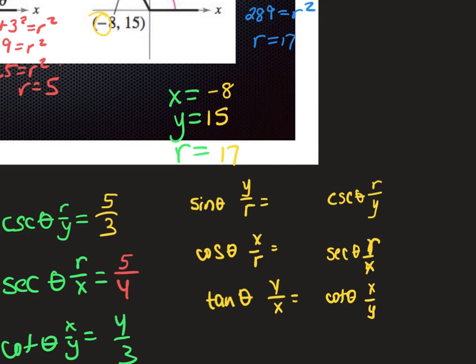15 over 17. Perfect. So that means my cosecant is? 17 over 15. Perfect. Cosine? Negative 8 over 17. Good. Secant? 17 over negative 8. Perfect. Tangent? 15 over negative 8. Cotangent? Negative 8 over 15.